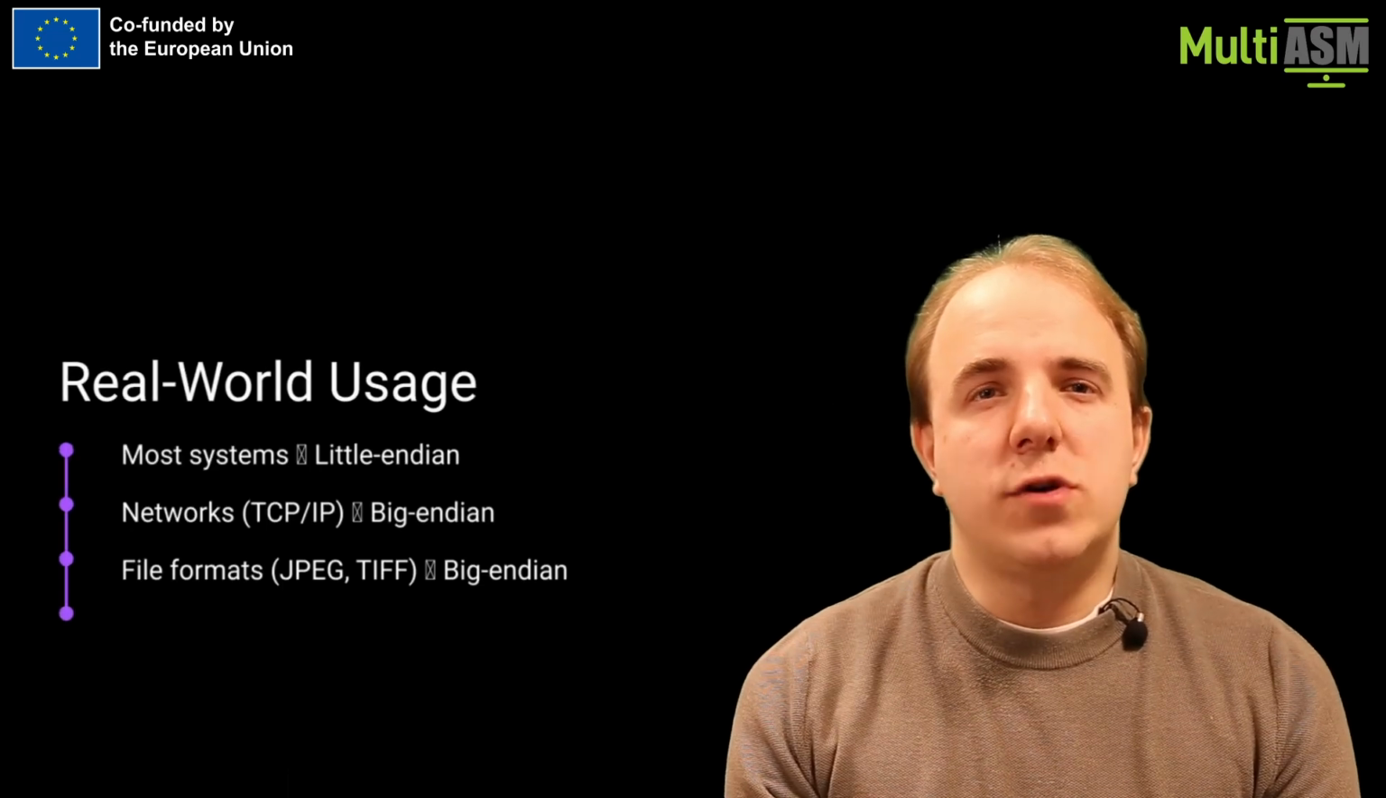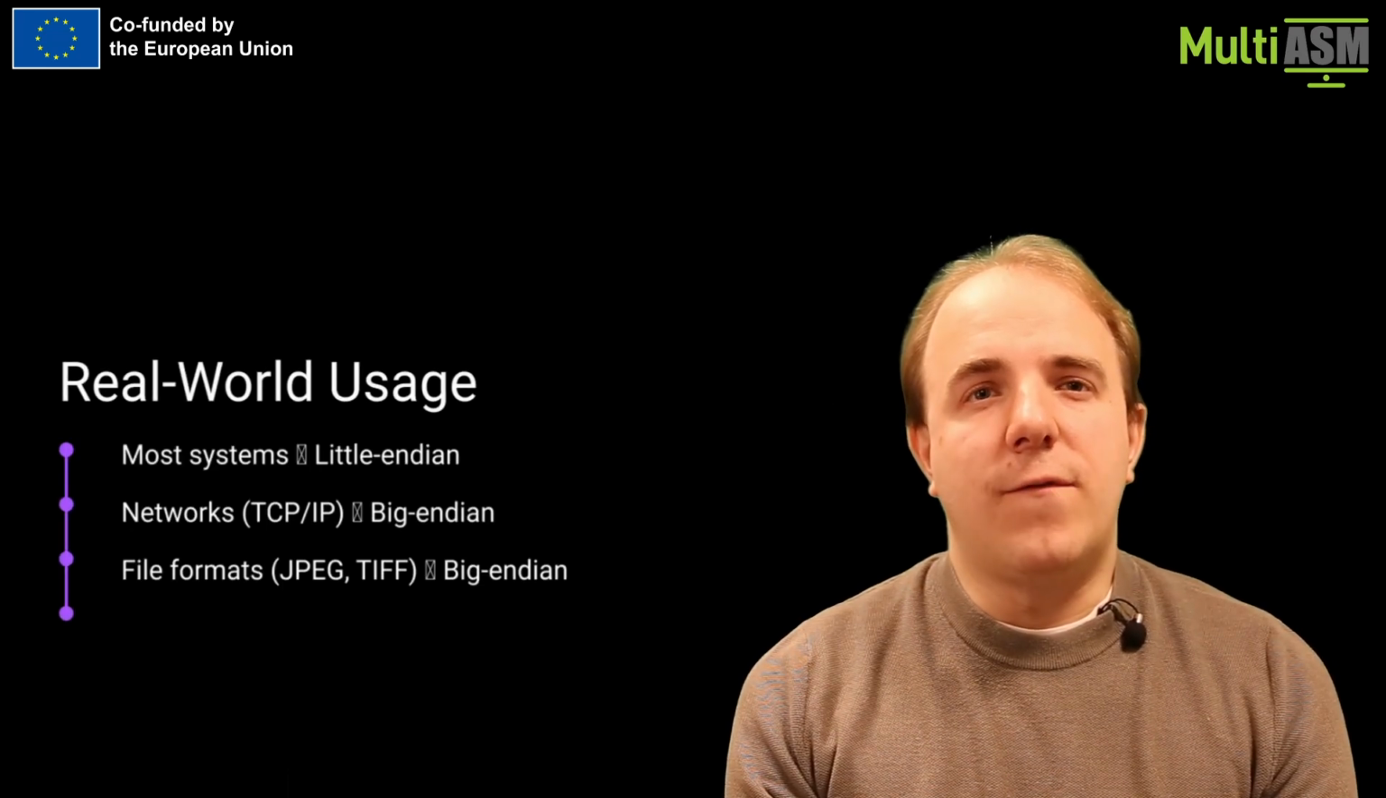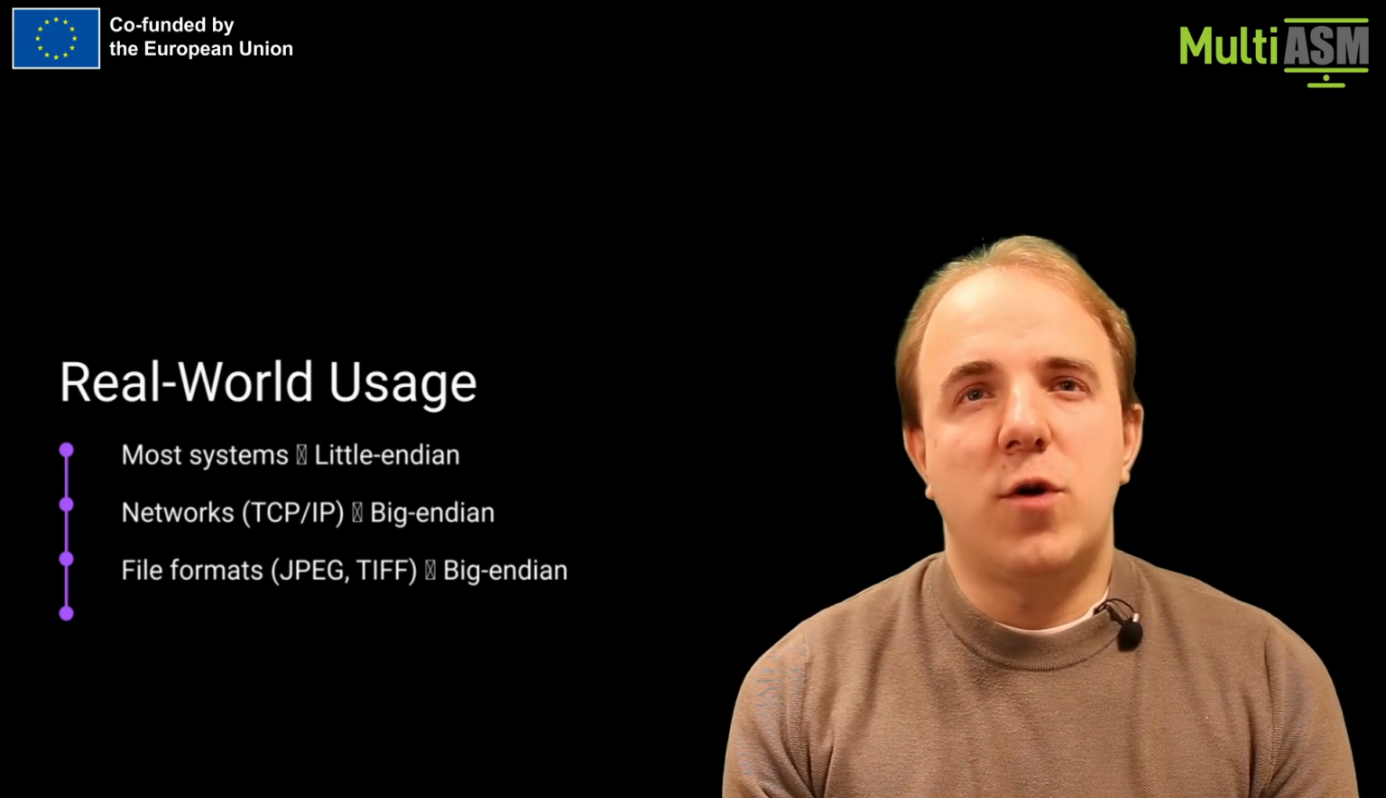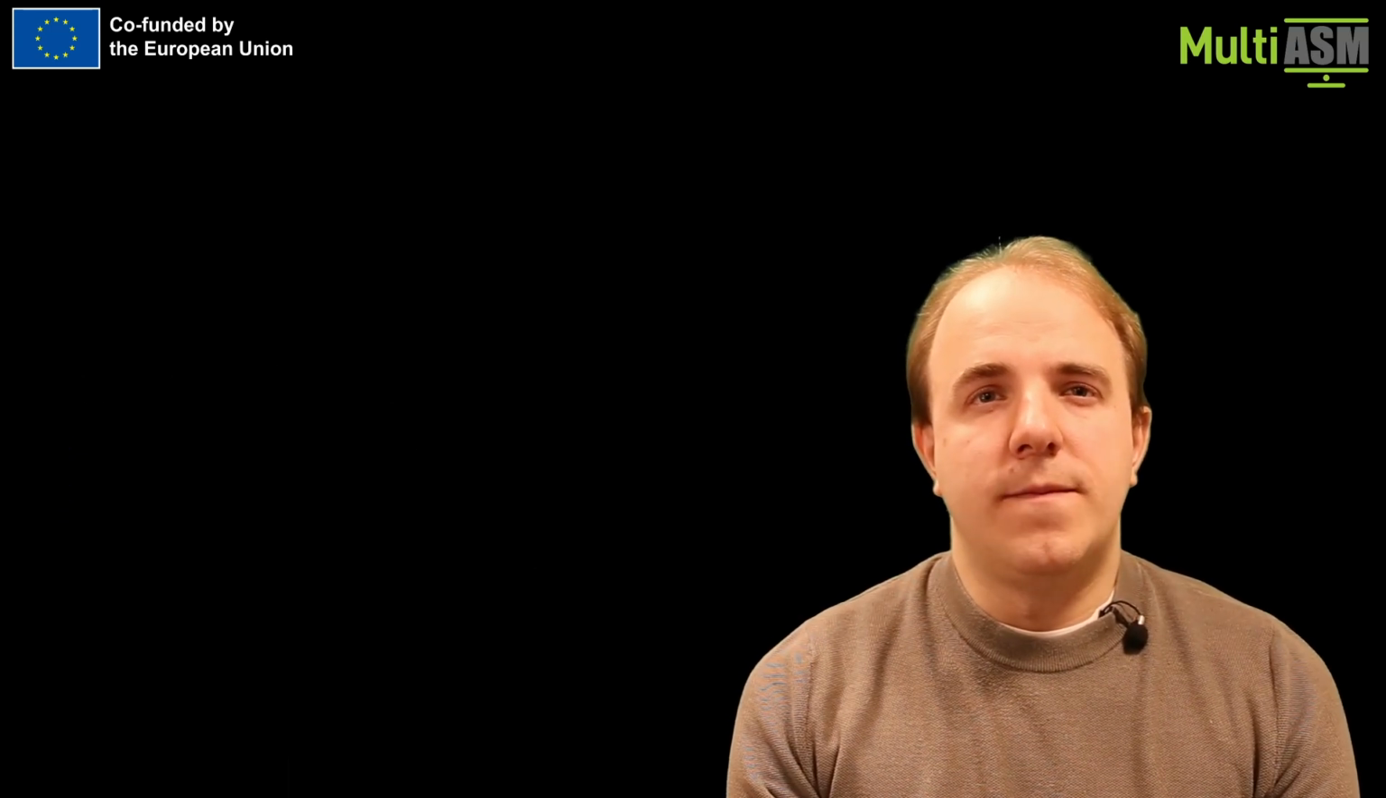In practice, most software today uses little endian format. However, network protocols like TCP/IP and some file formats such as JPEG and TIFF use big endian byte order. Because of this, developers must always be aware of how data is stored and transferred.